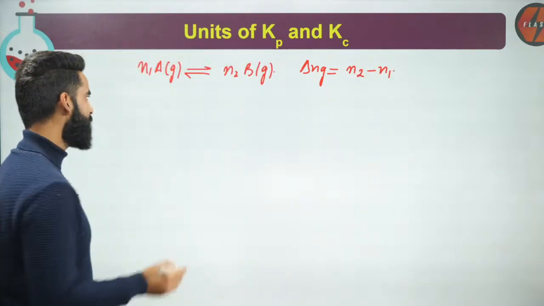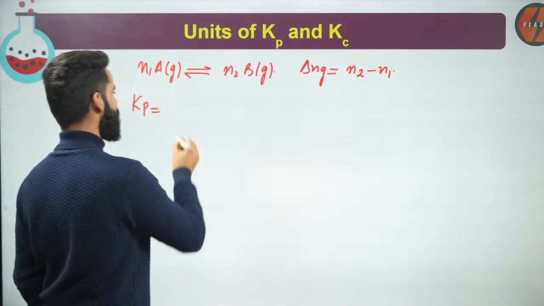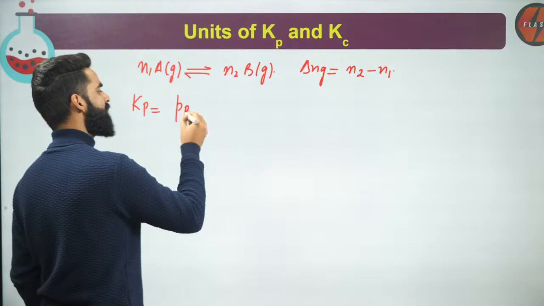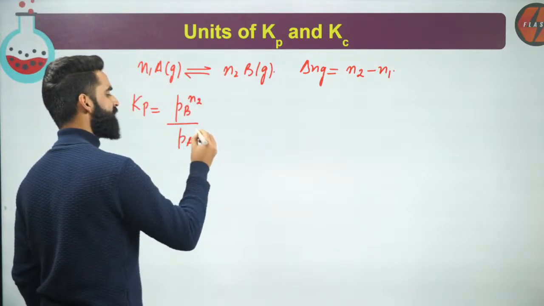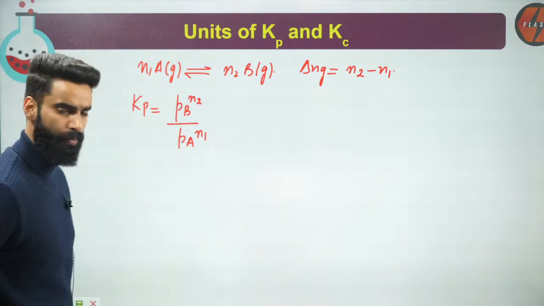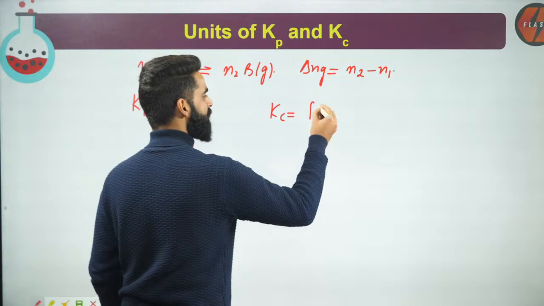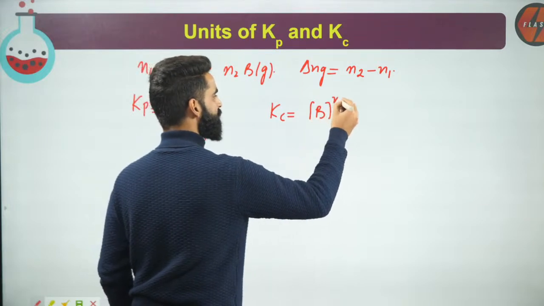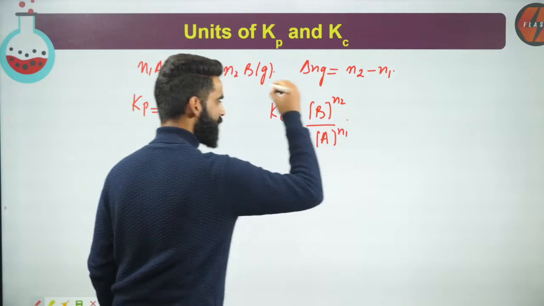Now people, what about the expression for Kp? The expression for Kp for this reaction is going to be partial pressure of B at equilibrium to the power stoichiometry coefficient N2 divided by partial pressure of A at equilibrium to the power stoichiometry coefficient N1. What about the expression for Kc? I'm sure you can write that too. That's going to be concentration of B at equilibrium to the power N2 divided by concentration of A at equilibrium to the power N1.